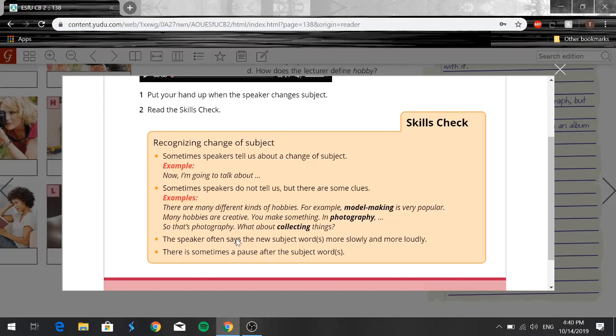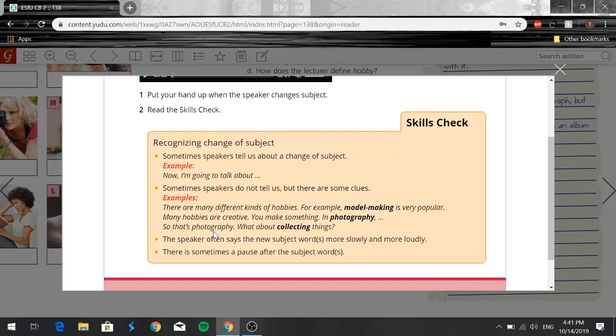One more example here. Many hobbies are creative. You make something in photography, and you keep going. So many hobbies are creative. I didn't say that I was going to change the subject, but then I start talking about photography. That is a clear clue that I'm about to switch the subject.